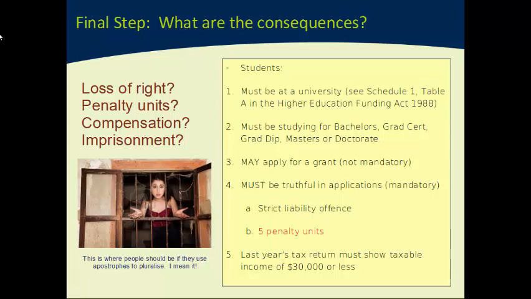The second provision says the Secretary must cause the student to be paid a student support grant if the student has applied for a grant and if the student meets the conditions. The third provision is an offence provision that says a student must not submit an application for a student support grant containing false information, and there's a penalty of 5 penalty units.